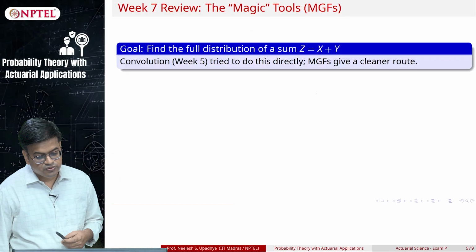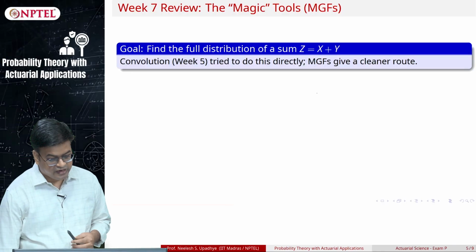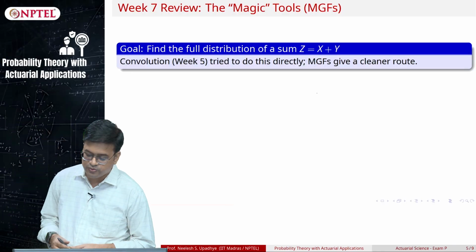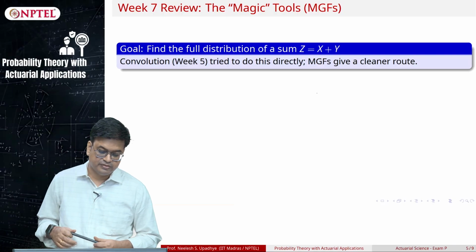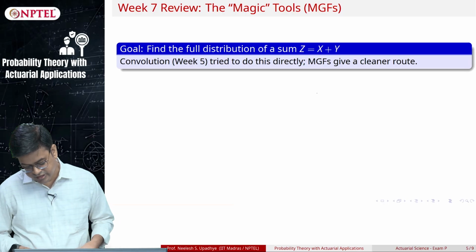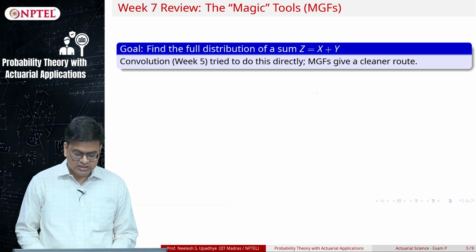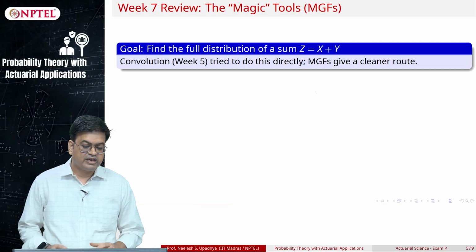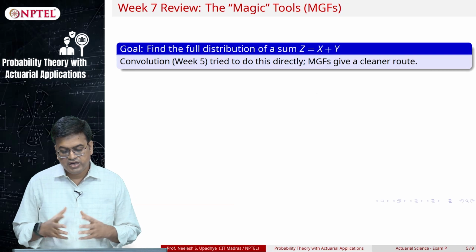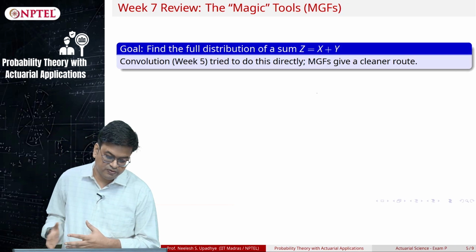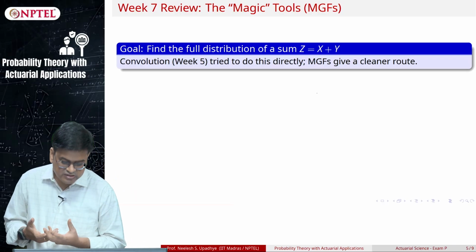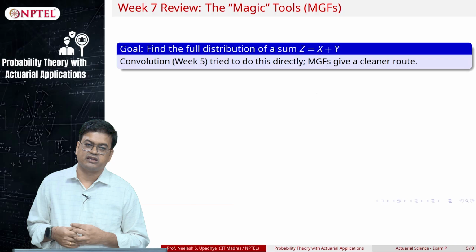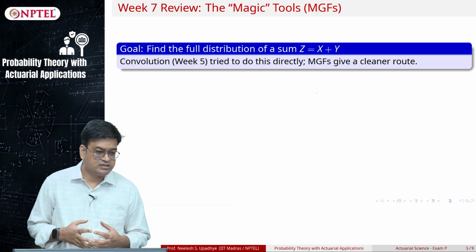We derived a tool called MGF, and then successively we derived a tool called cumulant generating functions, CGFs, right. So, what we were doing, if you remember, we were struggling in week 5 to get the full distribution of random variables of the form x plus y. So, we tried to do these transformation techniques and we got some results.